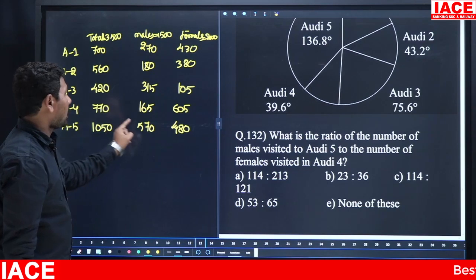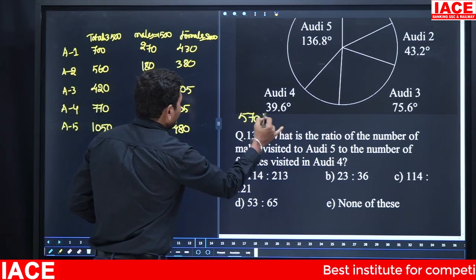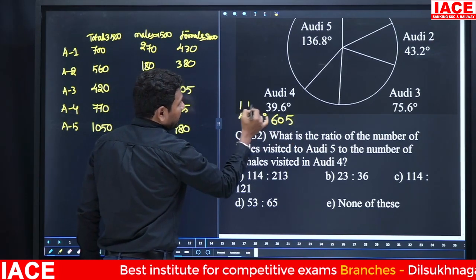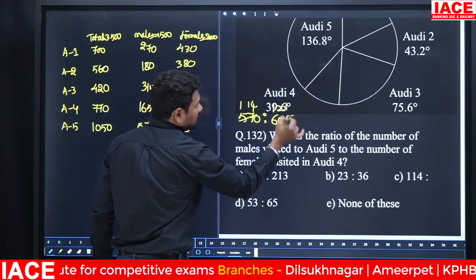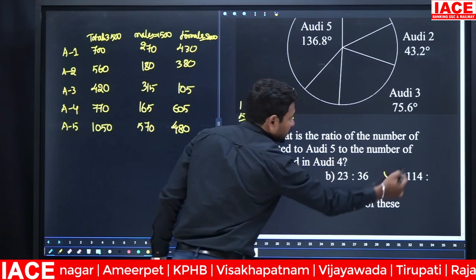Sorry. Here RD5 males. RD5 males is 570, and females are 605. Both will be cancelled with 5. 5 1s are 5, 5 14s are 70, and 5 1s, 5 2s, 5 1s. 114 and 121. Then the ratio is option C.